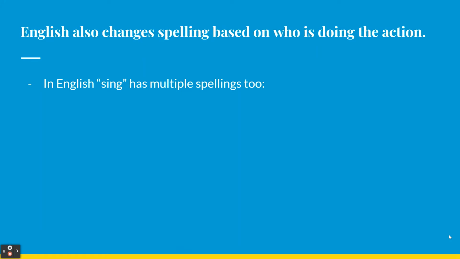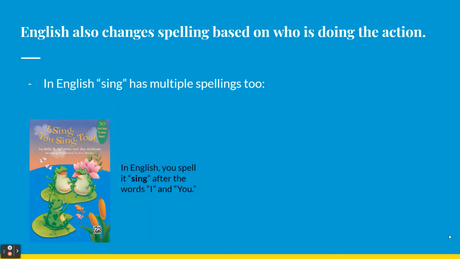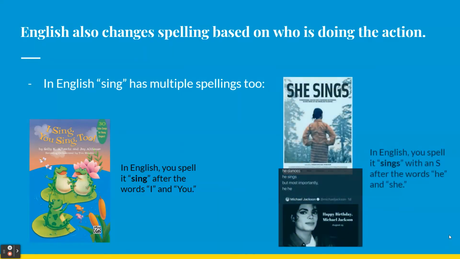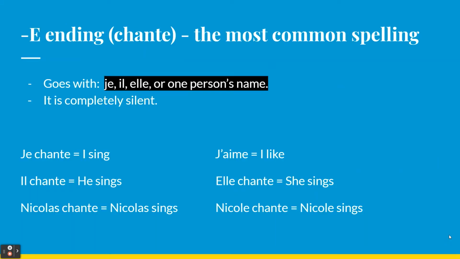English also changes spelling of verbs based on who's doing the action. In English, the word sing has multiple spellings, just like chanter has multiple spellings in French. In English, you spell it sing after the words I and you, for example. I sing, you sing. But as English speakers, we just know that after the words he and she, you add an S. He sings, she sings. So just like French, English has different ways to spell our verbs, our action words, depending on if it's I, you, he, or she.